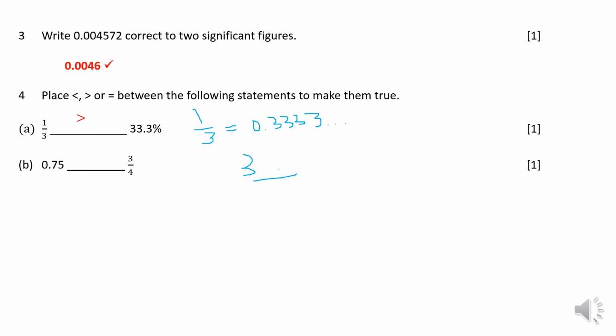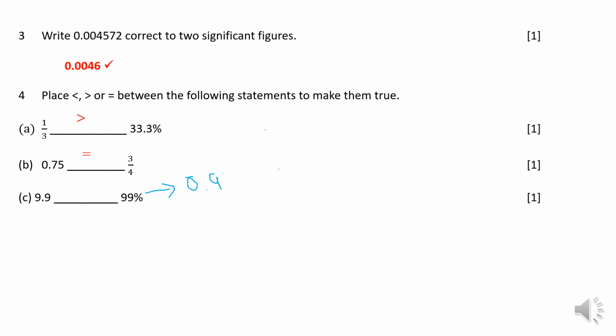The second one, again, use the calculator. You change 0.75 and you realize that they are actually equal. Then 9.9, here is another one. You must decide whether 9.9 is bigger than, less than, or equal to 99%. You take your calculator and work this out, and you end with 0.99, making it a smaller number. Therefore 9.9 is bigger than 99%.